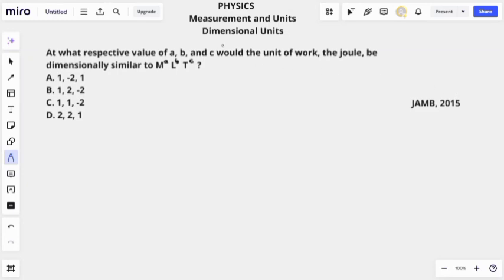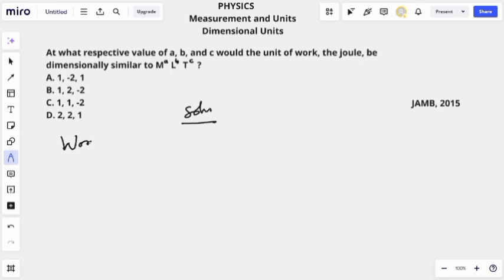JAMB 2015 under measurement and unit, dimensional unit. So the question says, at what respective value of A, B, and C would the unit of work, the joule, be dimensionally similar to M raised to the power of A, L raised to the power of B, T raised to the power of C? So the question here is simply asking us to find the dimensional unit of work.